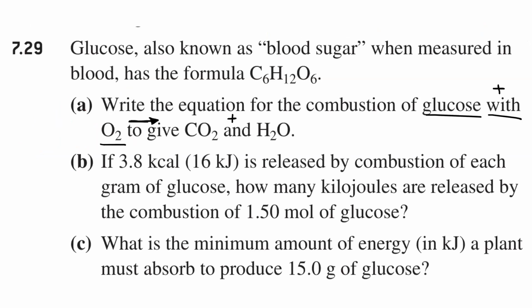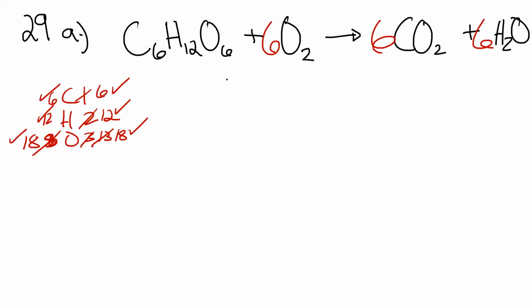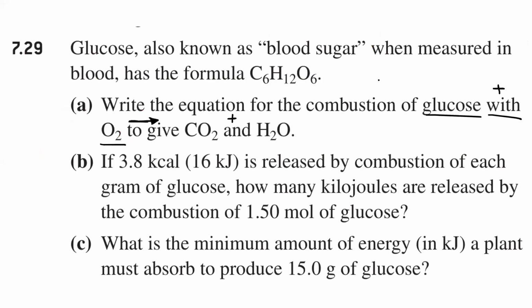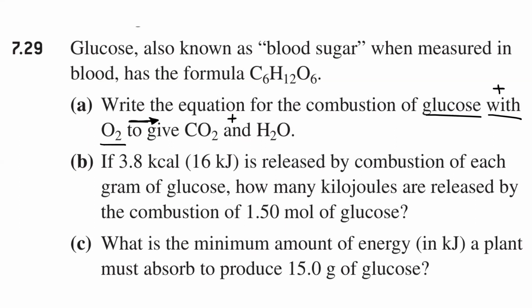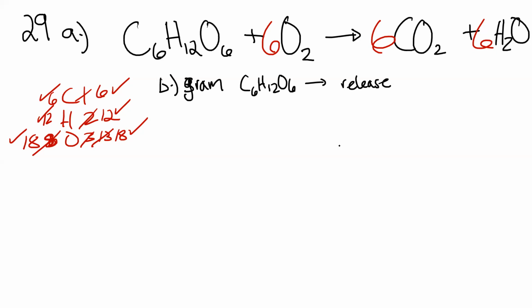Okay. Next, part B. 3.8 kilocalories is released by combustion of each gram of glucose. How many kilojoules are released by the combustion of 1.50 moles of glucose? Okay, so we're told in part B, I think it's for every gram of C6H12O6, we release 16 kilojoules. I think the question is asking how many kilojoules, so we're just going to use kilojoules. Why make our life difficult? Let's just stick with the kilojoules. 16 kilojoules, which means therefore there's a couple of ways of doing this.